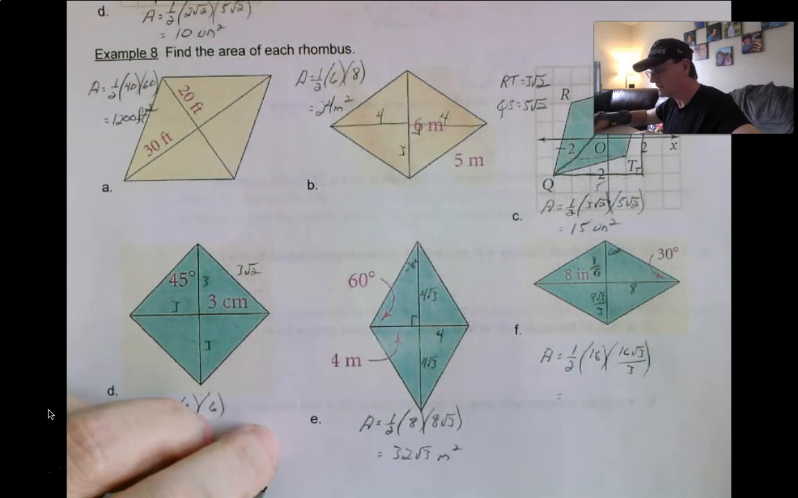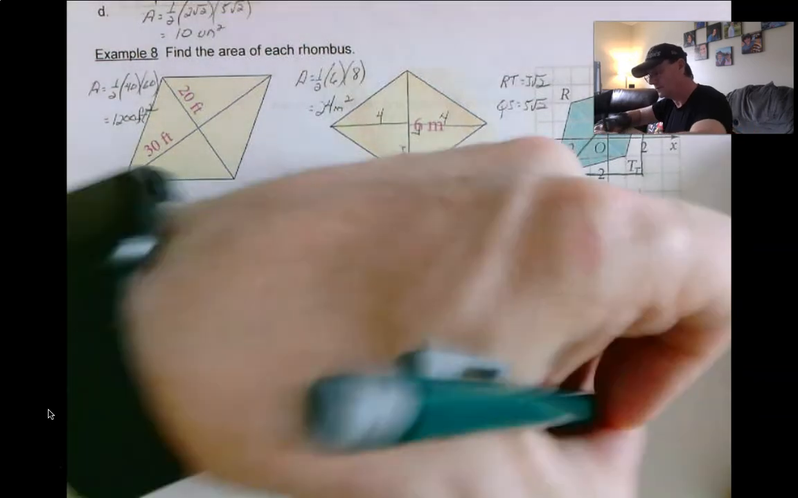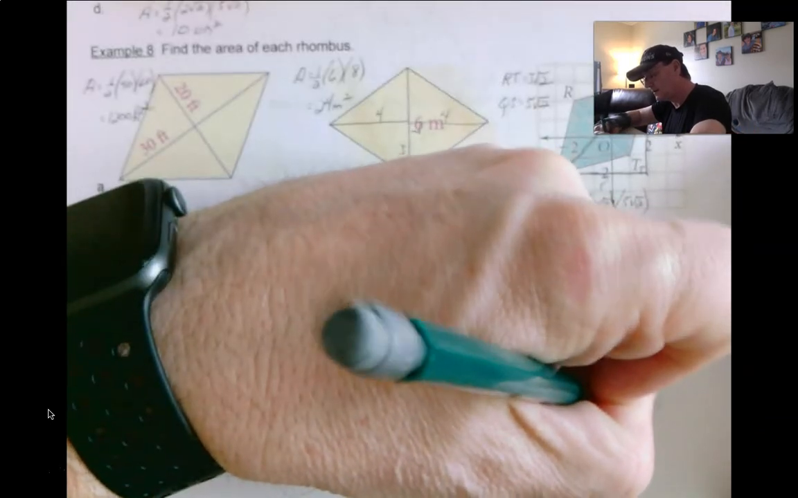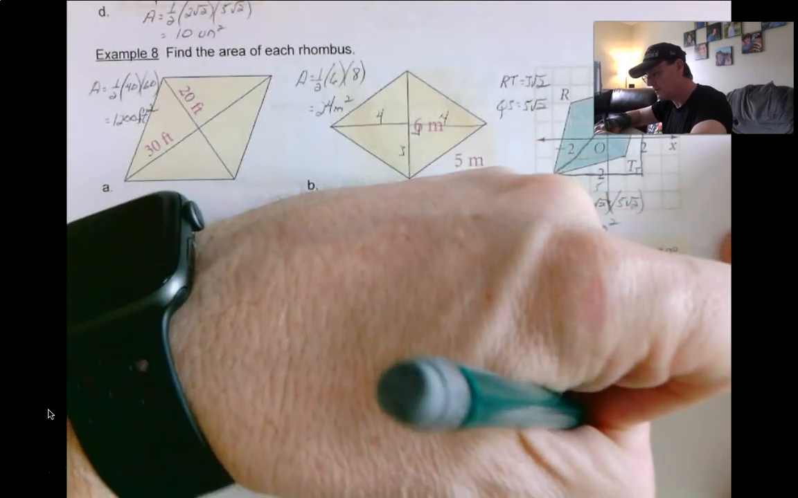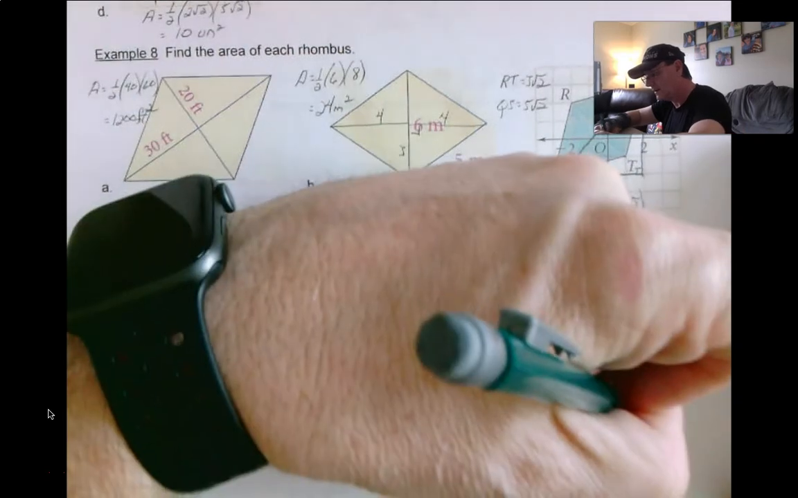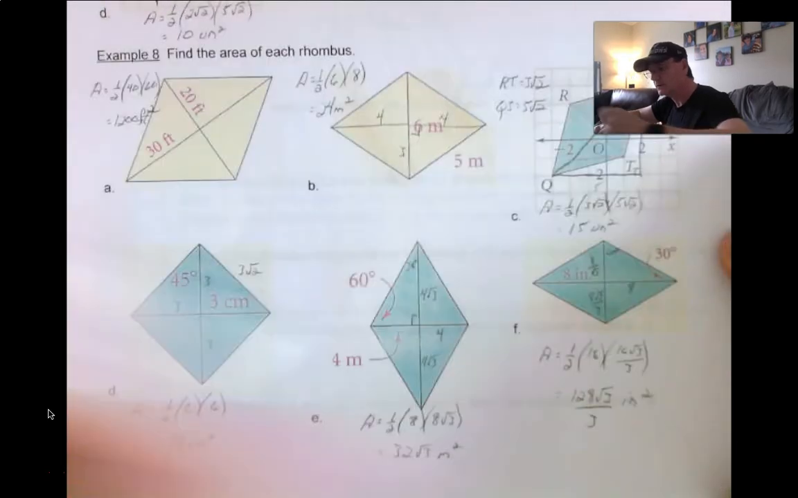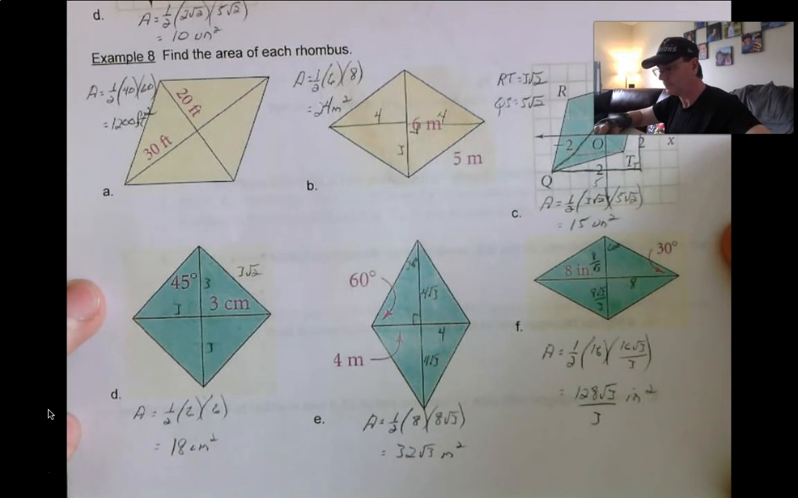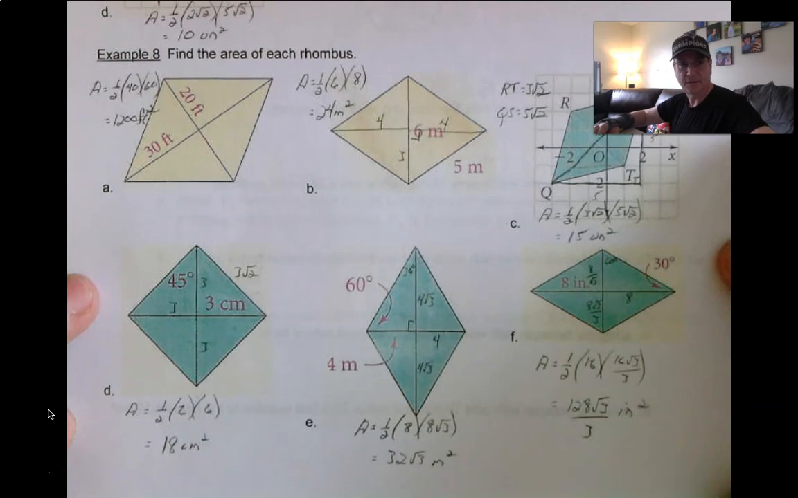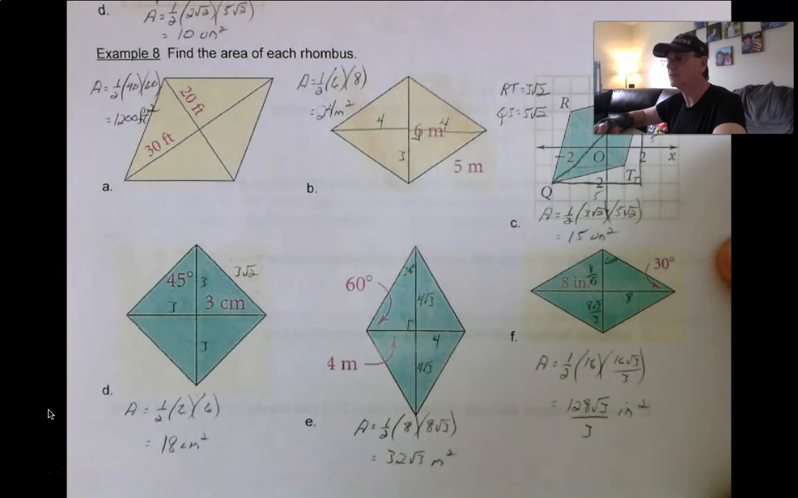So half of 16 is 8. 8 times 16 is 128 square root 3 over 3 inches squared. And that is the final part of example 8.